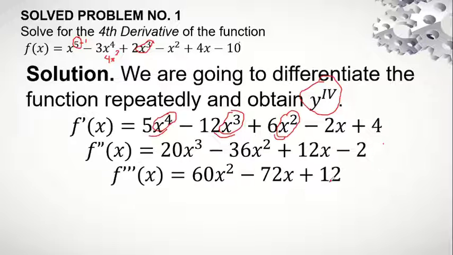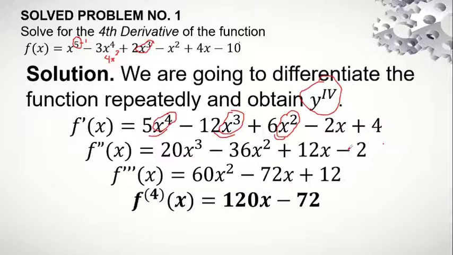Next, we have the third derivative. How do we get this? So, the derivative of x cubed is 3x squared. Right? Times 20 is 60x squared. The derivative of x squared, 2x times negative 36 is negative 72x. Next, the derivative of x is 1 times 12 is 12. Okay. Next, the derivative of negative 2, or the derivative of a constant, such as this constant term, is 0.